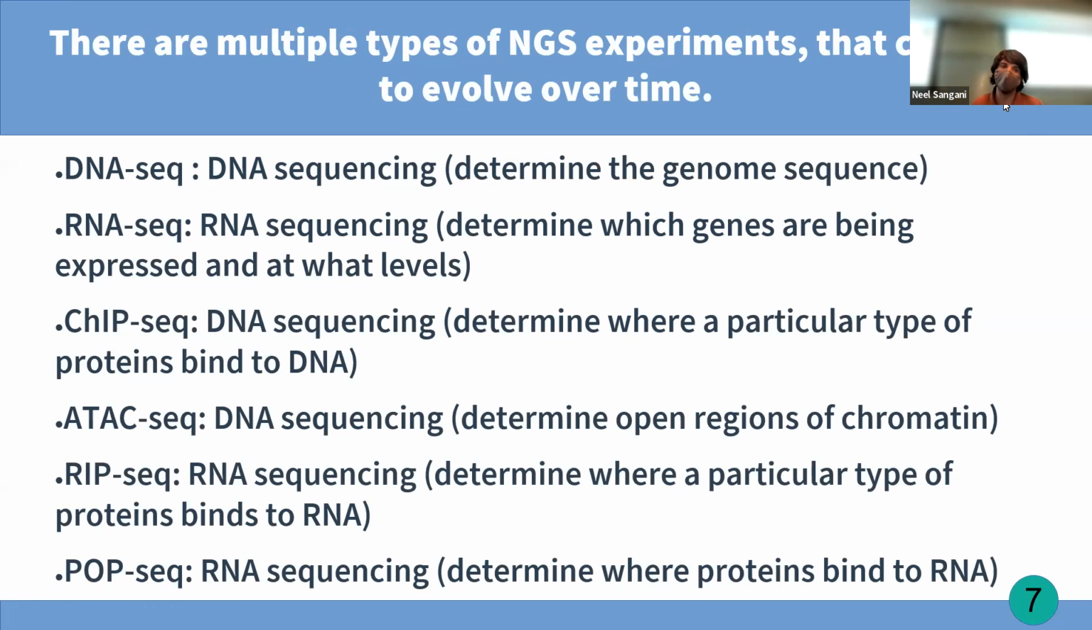So most basic is DNA-seq, which is just DNA sequencing, and when you do this, you're just trying to determine what the genome sequence is. So this would be like when I mentioned de novo assemblers, you'd be using DNA-seq data. RNA-seq is RNA sequencing. This is a way of determining which genes are being expressed and at what levels those genes are being expressed. We have what's called ChIP sequencing.